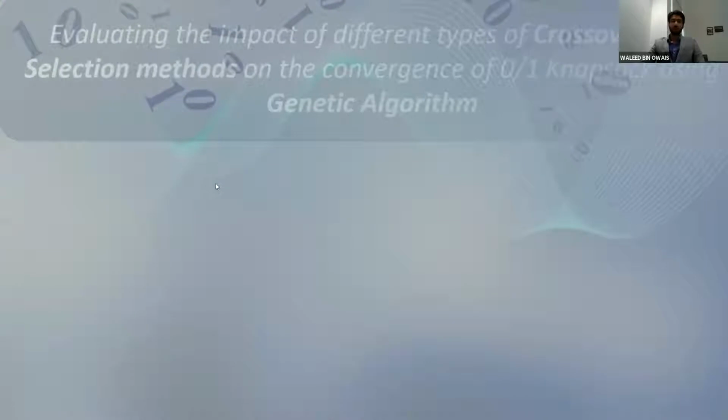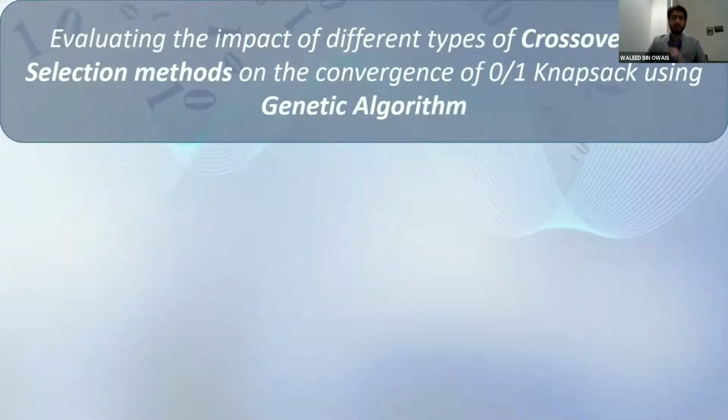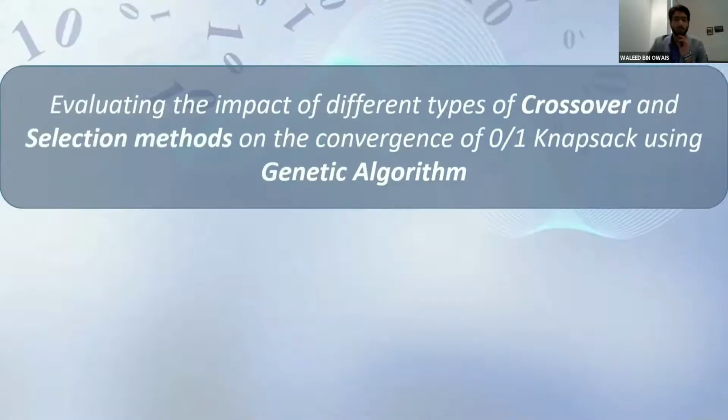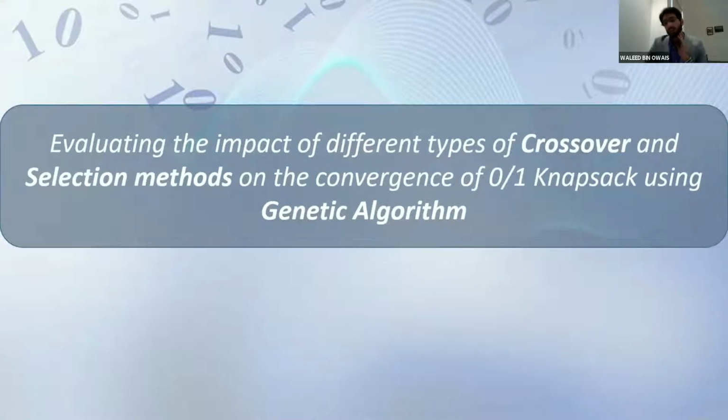Okay, so it gives me immense pleasure to join all of you in this forum on the 7th International Conference of Computer Science, Engineering and Technology. My name is Waleed and I'm joining you from Doha, Qatar, and I'll be presenting the work that we did as part of our term project in a course of design and analysis of algorithms. I'll be speaking on evaluating the impact of different types of crossovers and selection methods on the convergence of zero-one Knapsack using a genetic algorithm.